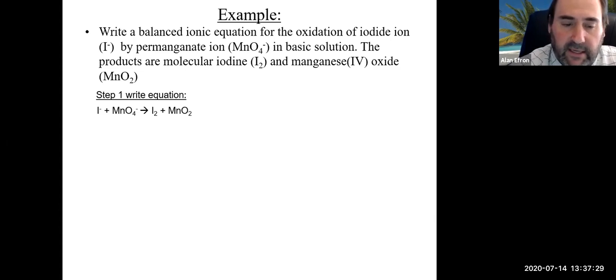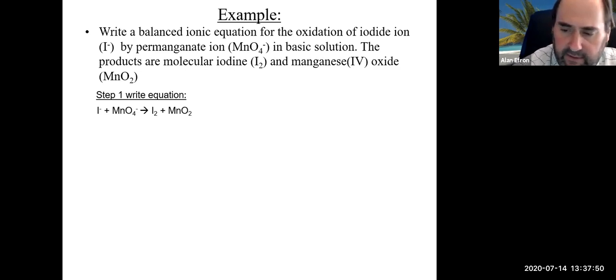When we balance these in acidic and basic conditions, it's a little bit more complicated. You need to add water and so forth to balance these out. So we did one together. I think I asked you to do some of the next couple of examples at home so we could go over them here and see how you did. So we'll do that here.